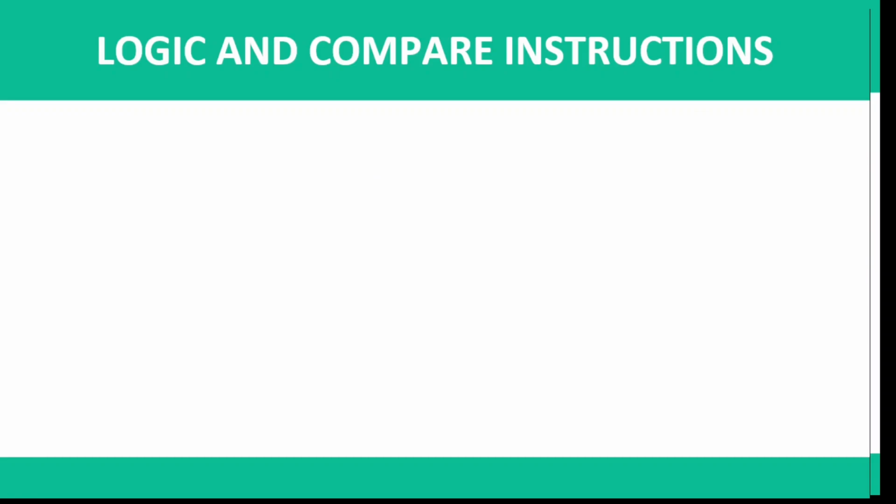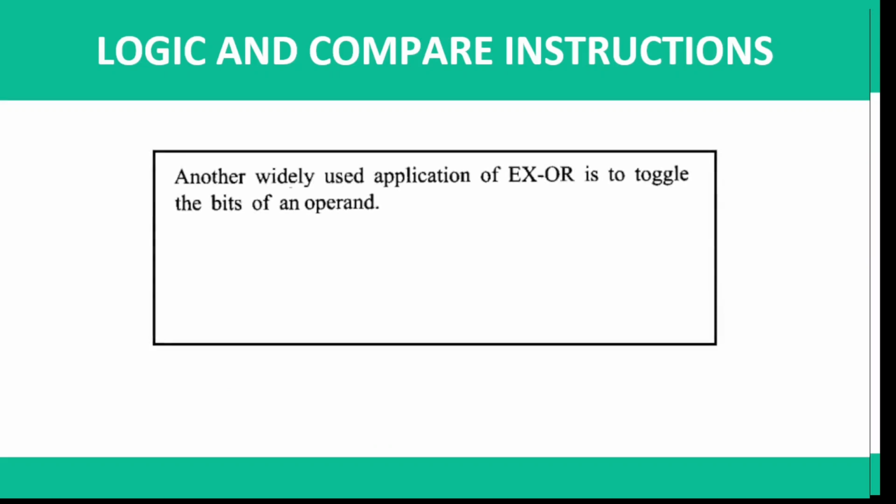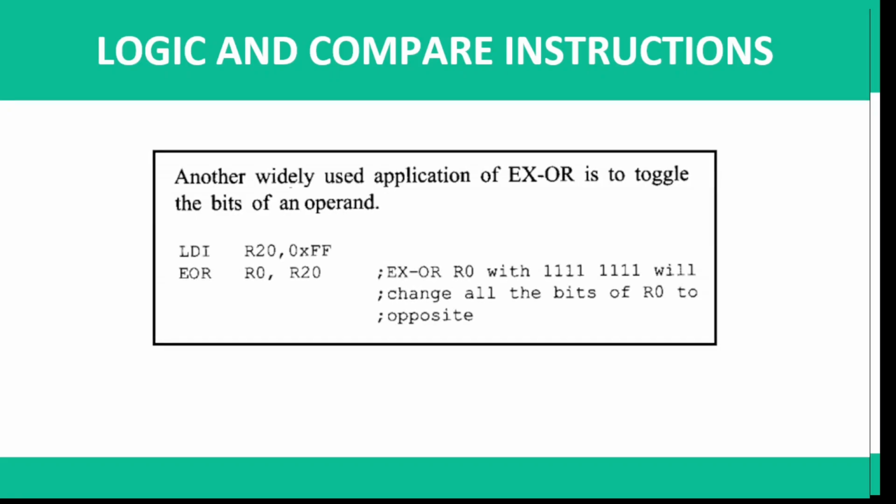Another application of exclusive OR is to toggle the bits of an operand. So, for example, we have register 20 having a value of 0xFF, meaning all the bits in 0xFF are equal to 1. Using exclusive OR, we'll have a value of R0 opposite to 0xFF.